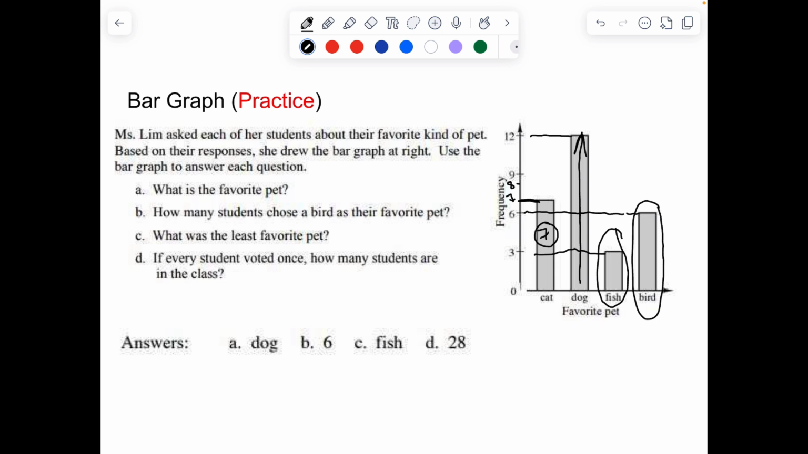Okay, so for cat, we have 7. For the dog, we already know it's 12. For fish, we know it's 3. And for bird, we know it's 6. Okay, so now we just add them up. So 7 plus 12 plus 3 plus 6 is equal to 28 students.